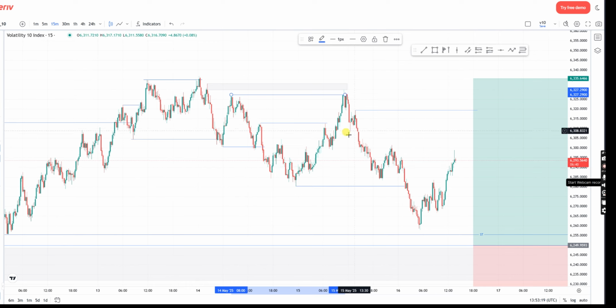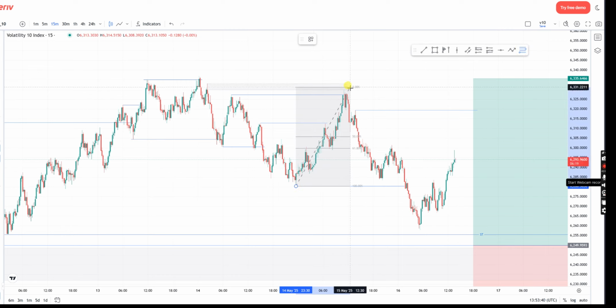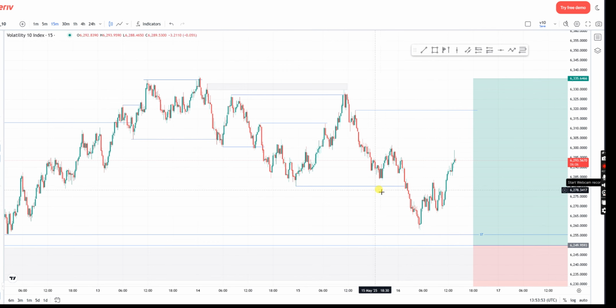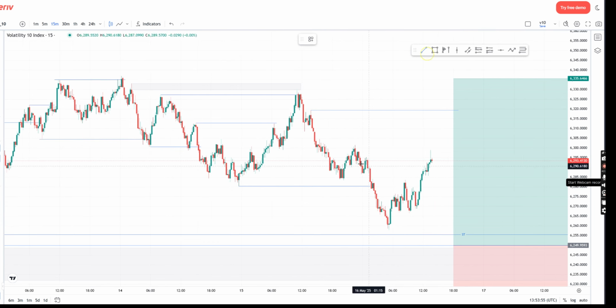Because for me to have this as my structure, it has to be a very big, a very clear pullback. And this is not really clear. This is just a little minor pullback, and then it moves. Why? Because I always like to buy from a bit of structure and mark to this high. This is not up to 50%. You didn't get to 50% of that range. So it might come back into this area now and sell back because we have a bit of structure here.